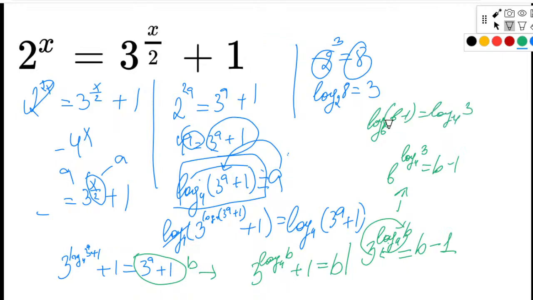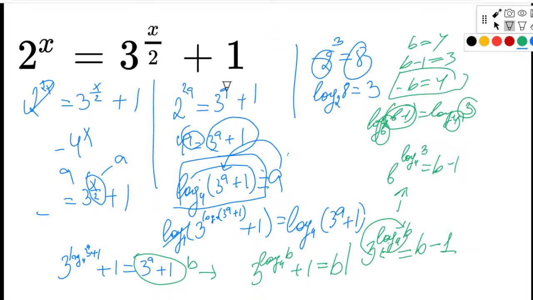And look, this is b, this is 4, b minus 1, and this is 3. So if b equals to 4 and b minus 1 equals to 3, then b equals to 4. So we found b, but this is not the answer, we need x. Where we use b, here is b. So 3 to the power of a plus 1 equals b, and this equals to 4. So 3a plus 1 equals 4, then 3a equals to 3, and a equals to 1.